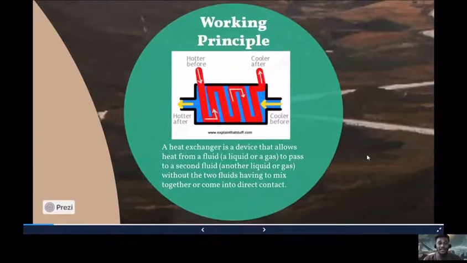The working principle is that a heat exchanger is a device that allows heat from a fluid, a liquid or a gas, to pass to a second fluid, another liquid or gas, without the two fluids having to mix together or come into direct contact. Here we can see the picture: the hotter before became the cooler after, and the cooler before became hotter after. They didn't mix.